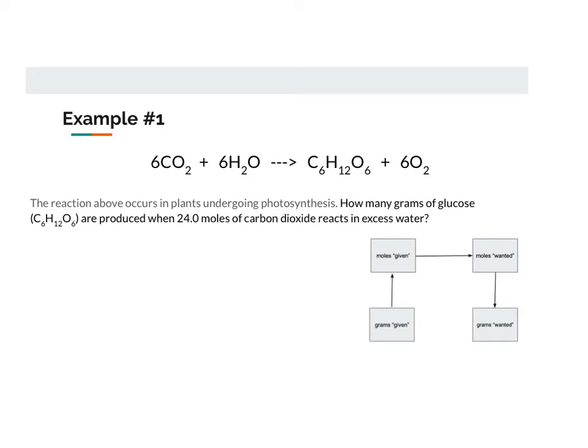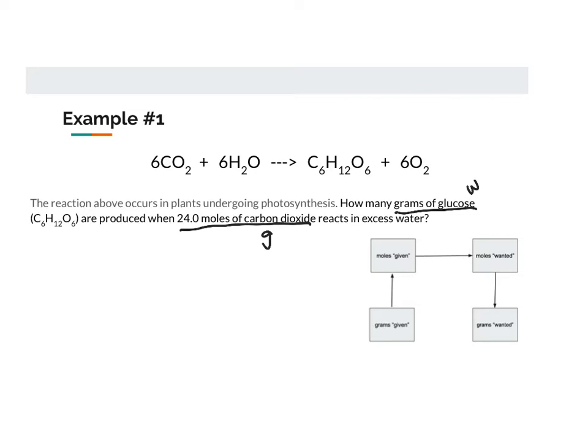The problem asks: how many grams of glucose are produced when 24.0 moles of carbon dioxide reacts in excess water? All right, so for this problem, the first thing I'm going to do is pick out what is my given and what is my wanted. The problem tells me that I'm going to have 24.0 moles of carbon dioxide, so that's going to be my given. What I'm solving for is my wanted, and it's asking me how many grams of glucose. So grams of glucose is going to be my wanted.